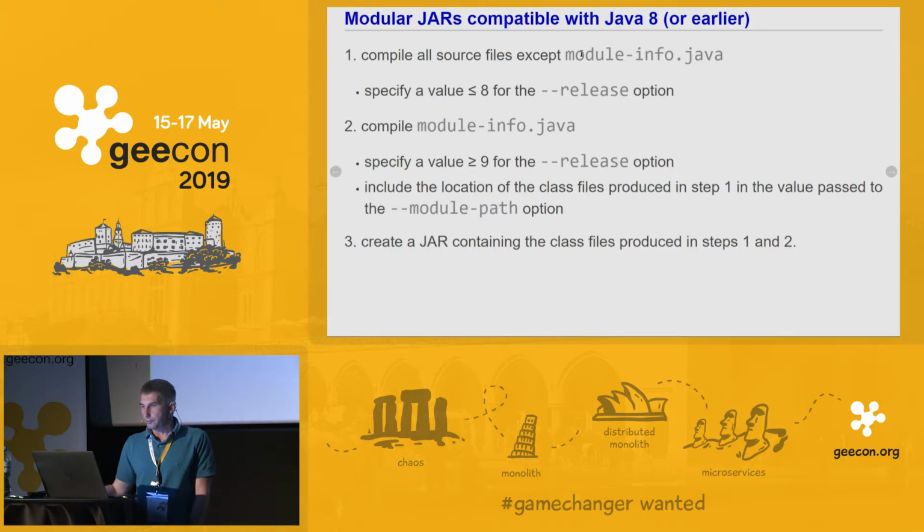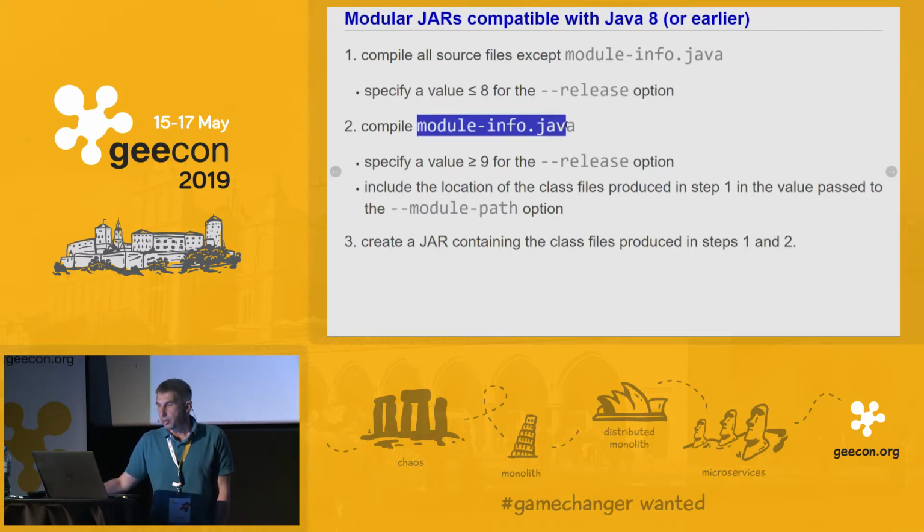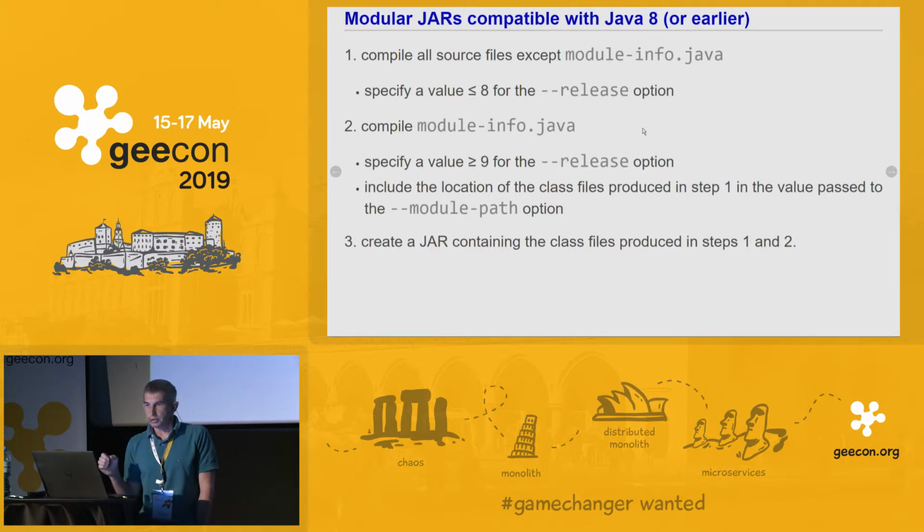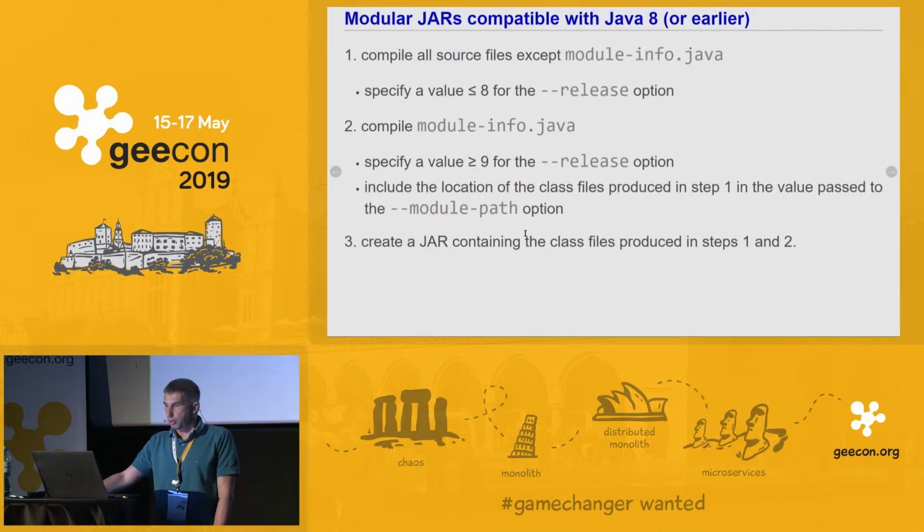So what you need to do is first compile all sources except this module-info.java using a value less than or equal to 8 for the release option. Then you separately compile module-info.java with a value greater than or equal to 9 for the release option. When you do this, you also need to put all classes produced in step 1 on the module path. And finally, you can combine the classes produced in steps 1 and 2 into a single jar, and this jar is a modular artifact compatible with Java 8.